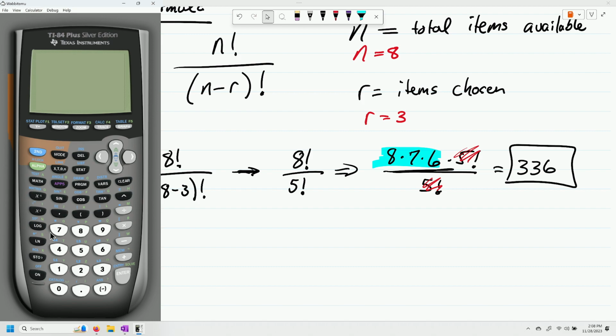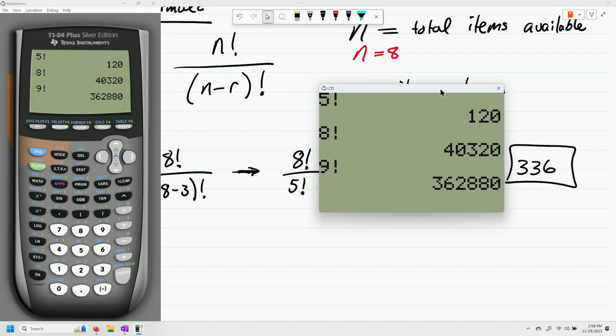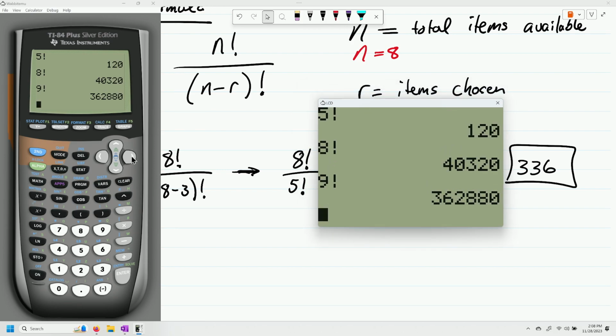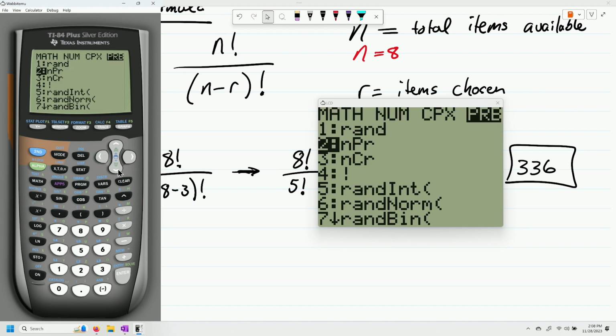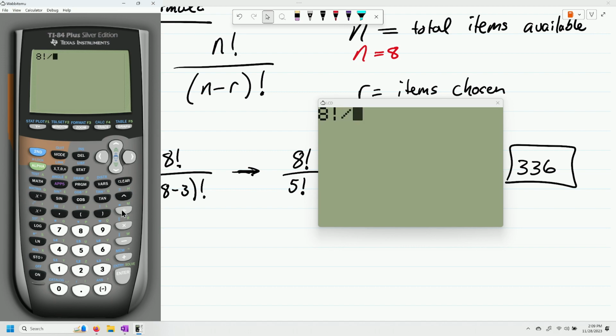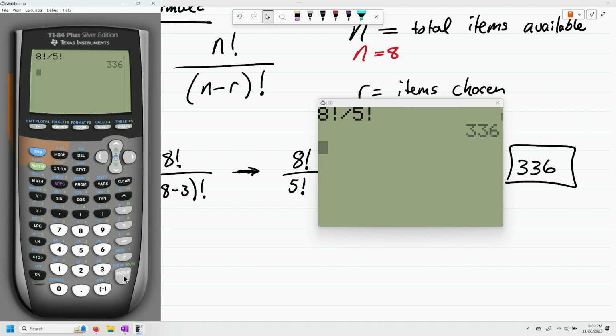So here's our calculator here, and let me turn it on. Let me get the detached screen so you can see it. I'm going to put it right here in the middle. All right, so the other way is use your calculator, like I said. You could do 8 factorial divided by 5 factorial. And notice, you're still going to get 336, which is what we want.